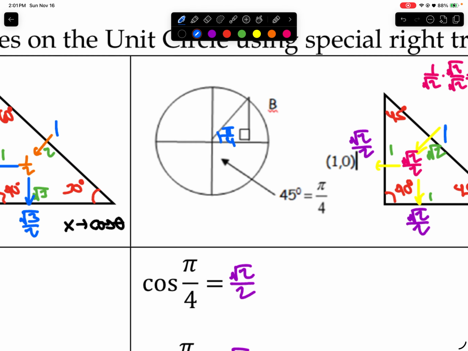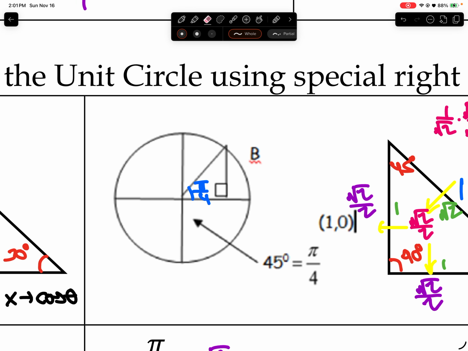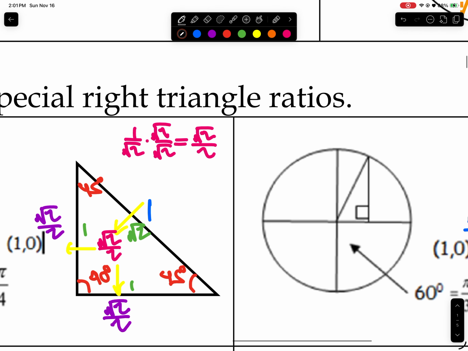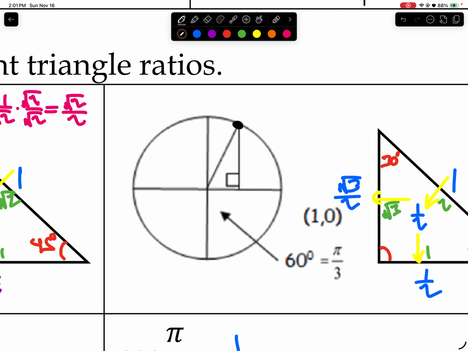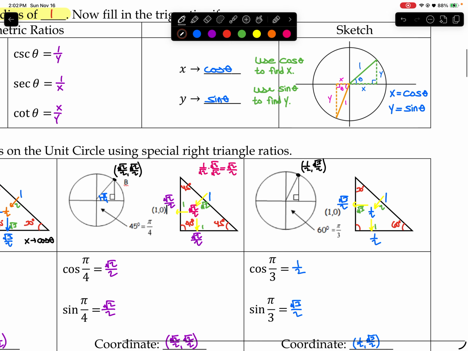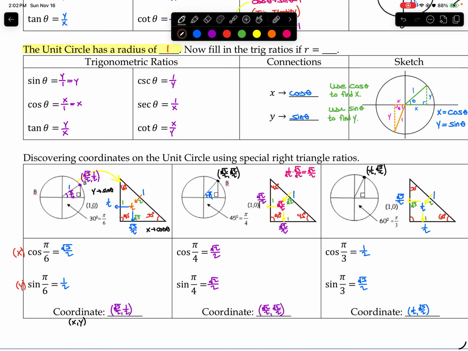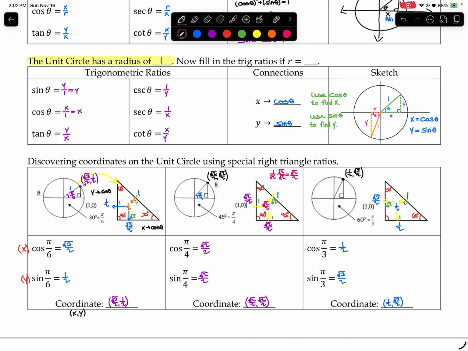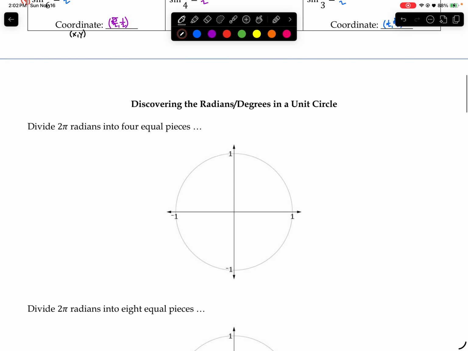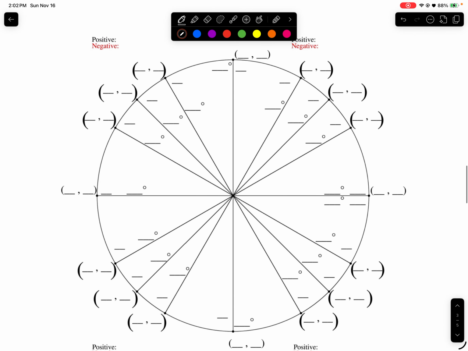So I'm going to actually go back to my triangles over here. I'm going to label these points. So when I did pi over 4, the coordinate we got here is root 2 over 2, comma, root 2 over 2. And then my coordinate over here when I did pi over 3 is going to be 1/2, comma, root 3 over 2. So now that we have those values, what's going to be important is how we're going to translate that to the actual unit circle.